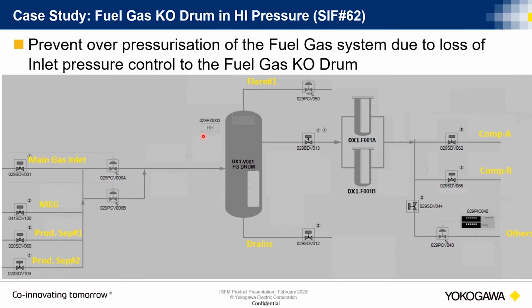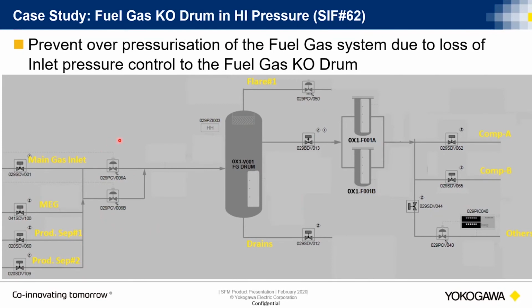What happens in the knockout drum is that it should be protected against high pressure in case the inlet pressure controllers fail. So these are the inlet pressure controllers. The main gas inlet is from there. As you see, there are some shutdown valves on it. There's MEG coming in, and some product separators send stuff through to this fuel gas drum as well.